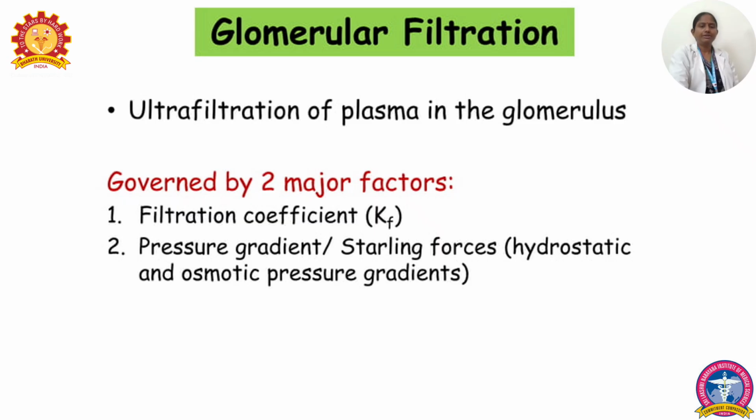So glomerular filtration is the ultrafiltration of the plasma in the glomerulus. This is mainly determined by two important factors, which are the filtration coefficient, which we also call Kf, and also the pressure gradient or Starling forces.